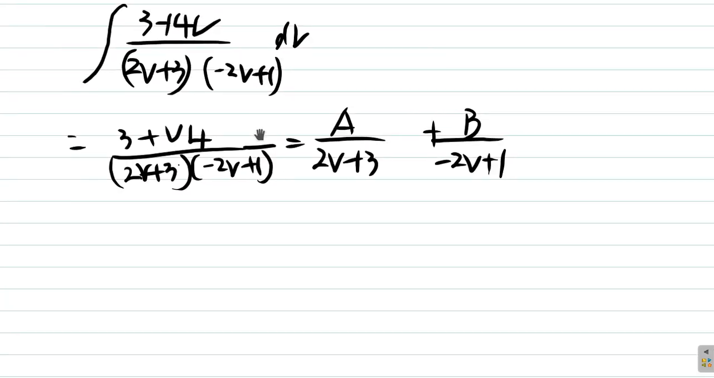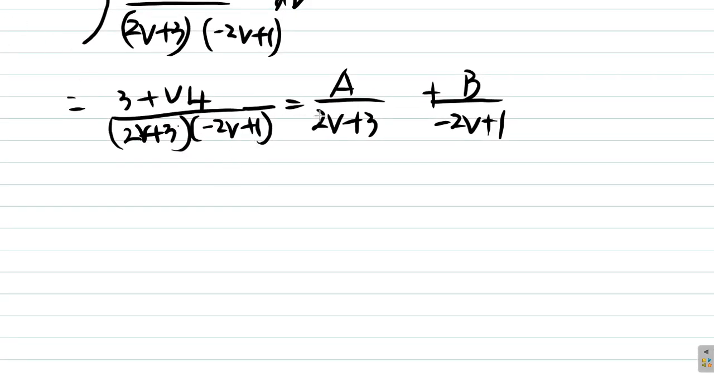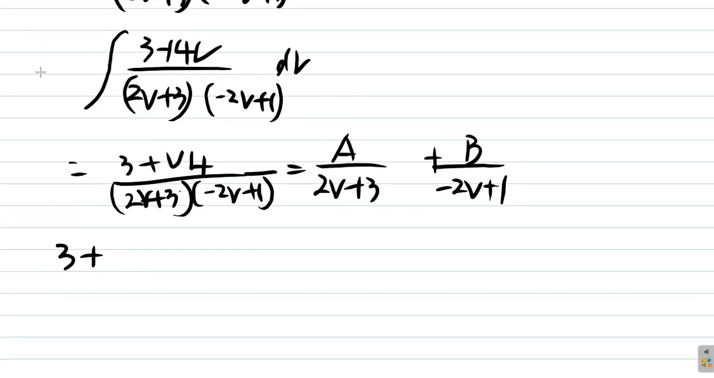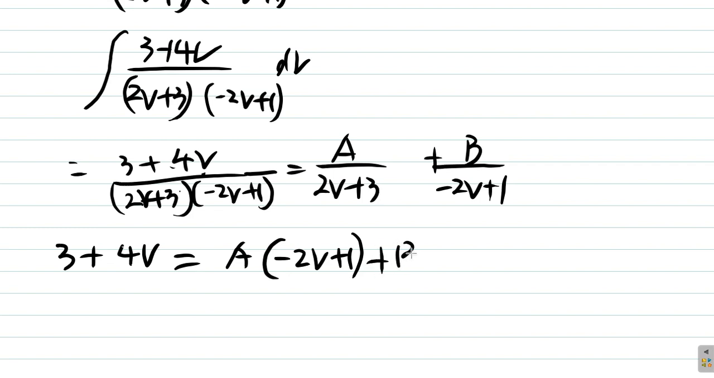Alright, so let's see what we do with this now. Suppose we multiply both sides by 2v plus 3 times negative 2v plus 1. We would have 3 plus 4v up here equals A times negative 2v plus 1 plus B times 2v plus 3. You have to remember your partial fractions, you know.